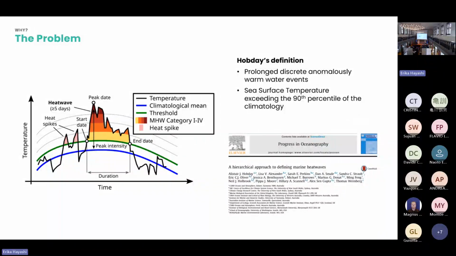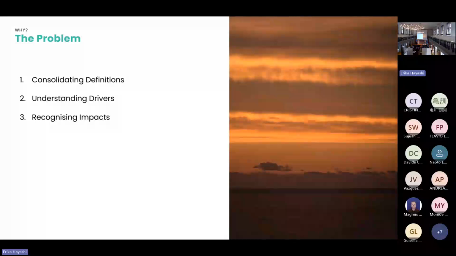We see how many consecutive days temperatures pass the 90th percentile, and then the marine heat waves are actually the intensity from this deviation. The problem with working with marine heat waves, I would say three come to mind. So consolidation of the definitions, the understanding of the drivers, because only then can we recognize impacts. And this is of importance because it's a mathematical function, and the mathematical function is what triggers and flags marine heat waves from non-marine heat wave days and events.